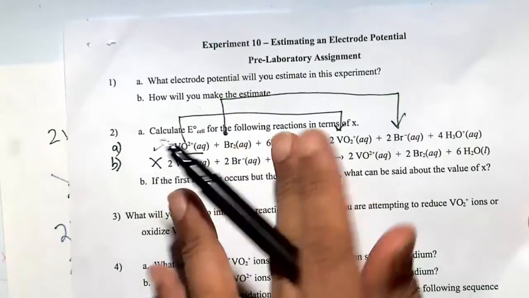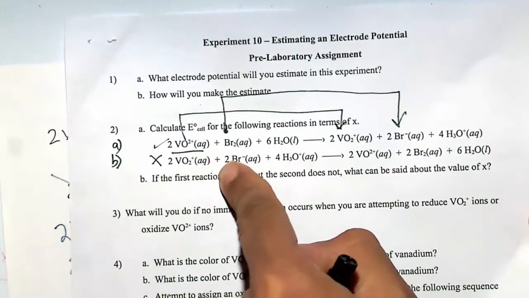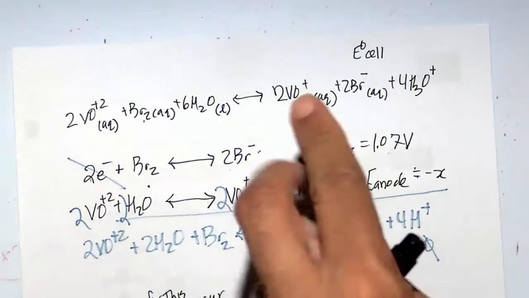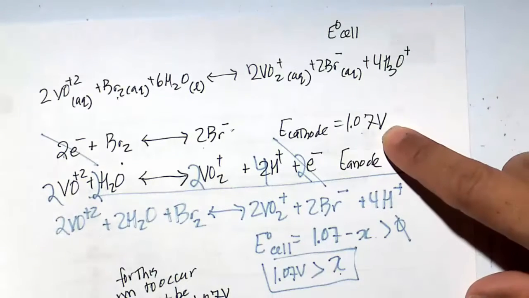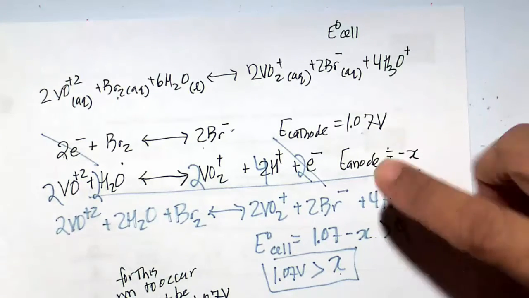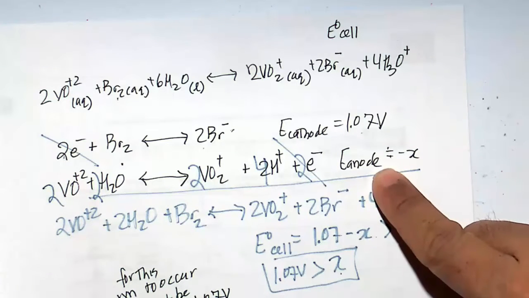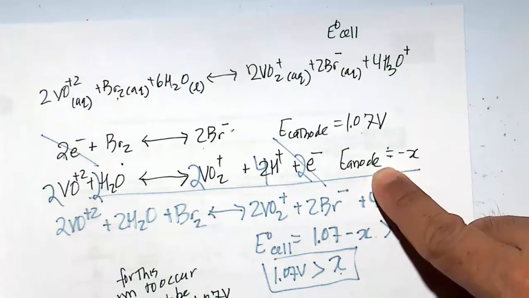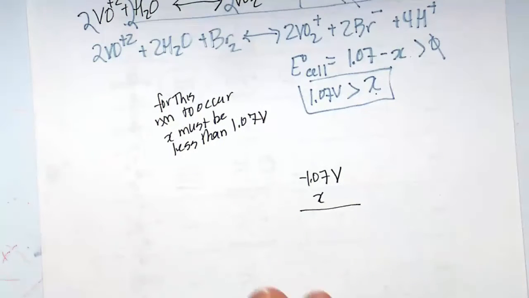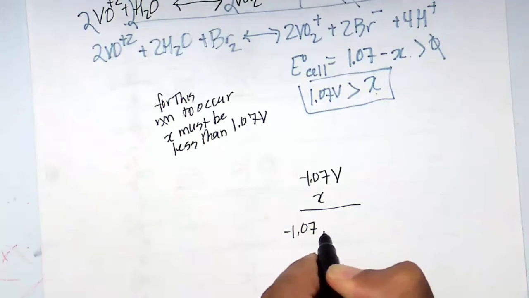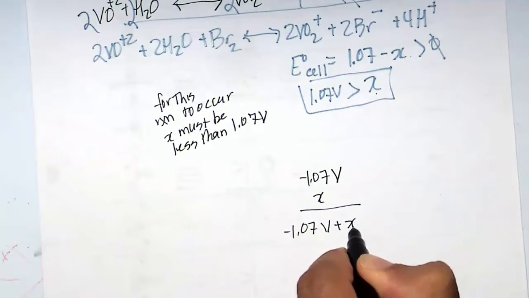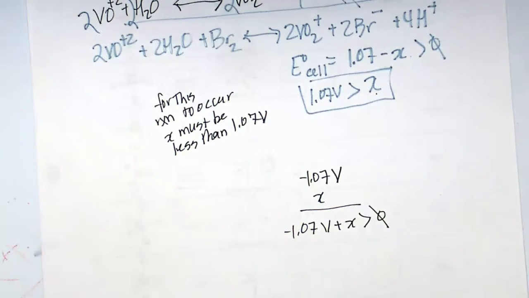Okay, the reaction here is just a flip of the top reaction. So if we're going to flip the top reaction, now this becomes the anode, and that makes it minus 1.07 volts. Now this is no longer the cathode but the anode, and this gets flipped. That becomes the cathode instead of the anode, and this becomes plus X. Okay, so for the second reaction, the flip reaction to occur, it's going to be minus 1.07 volts plus X. That must be greater than 0.